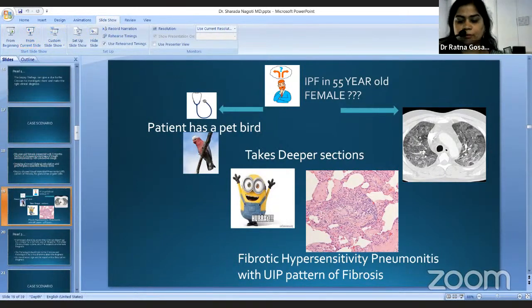So this is how it goes. IPF in a 55-year-old female, the pathologist communicates with the clinician. The clinician gives the history that the patient has a pet bird. Then he correlates with the radiology. Radiology shows ground glass opacities, mostly in the upper and middle lobes. Then he takes deeper sections, and in the deeper sections he found this culprit, the interstitial vague non-necrotizing granuloma. And now the diagnosis is fibrotic hypersensitivity pneumonitis with UIP pattern of fibrosis.